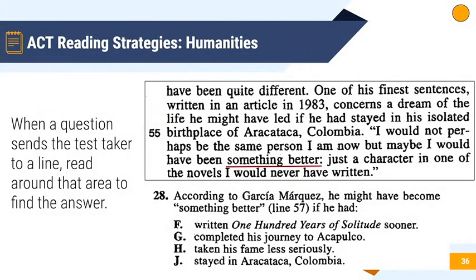Okay. This is a really important type of question for the ACT. They love to give you a line or a paragraph. And the one thing we really always emphasize to our students is that's not the only thing you read. Be ready to read around it. When it talks about something better, when you read above it, it talks about the life he could have had if he'd stayed where he was from.